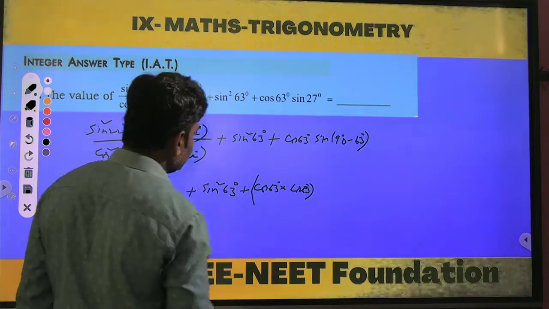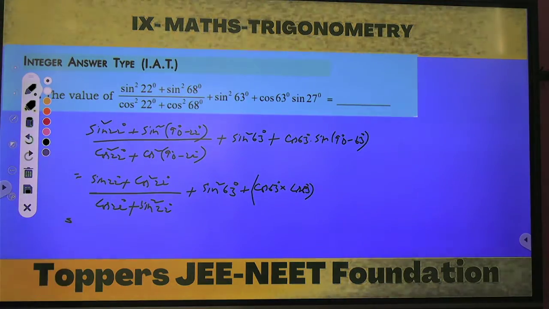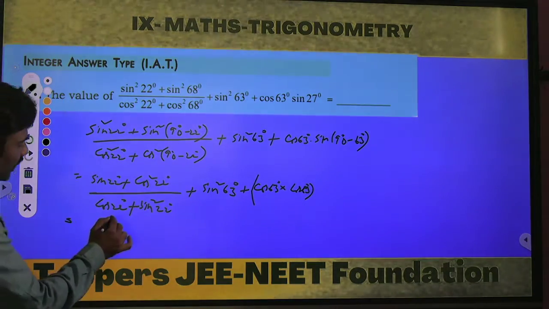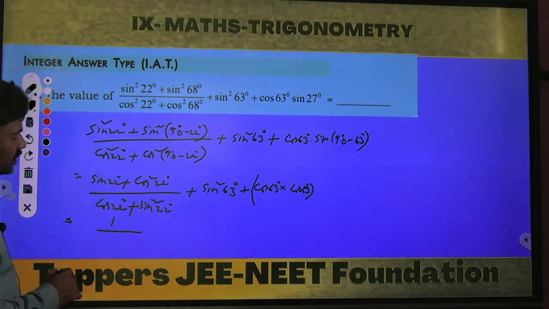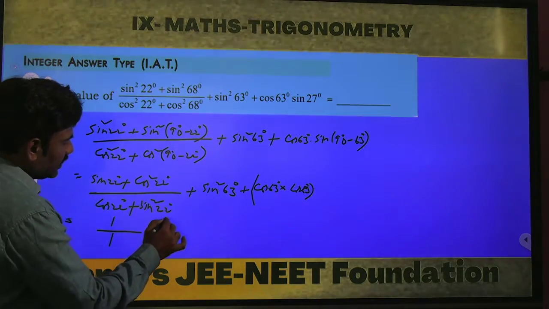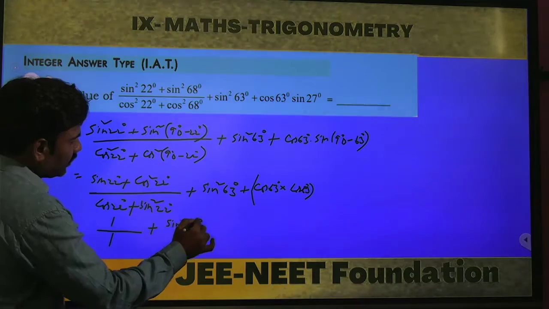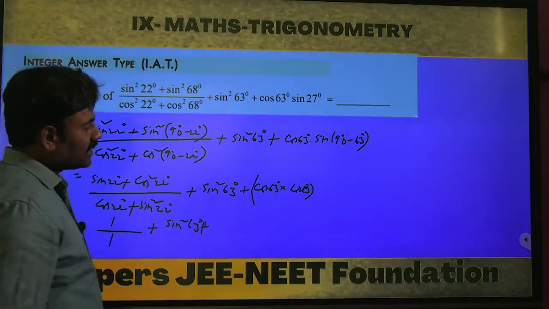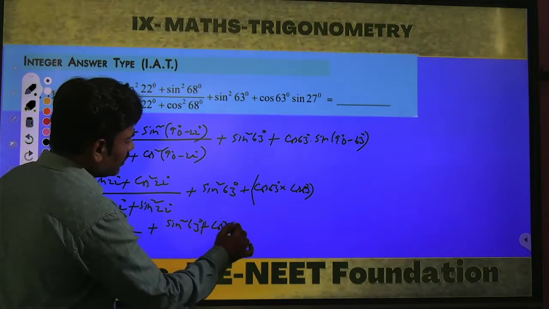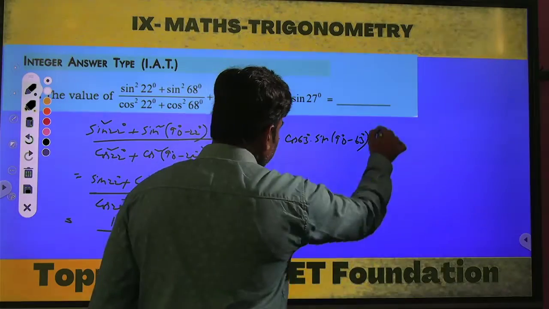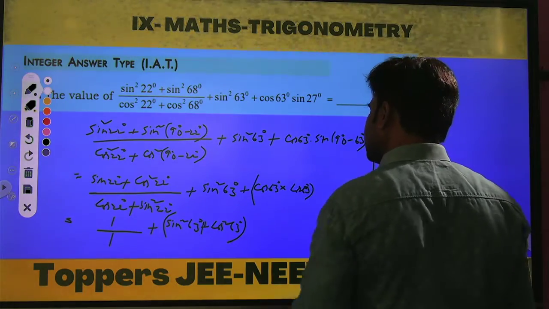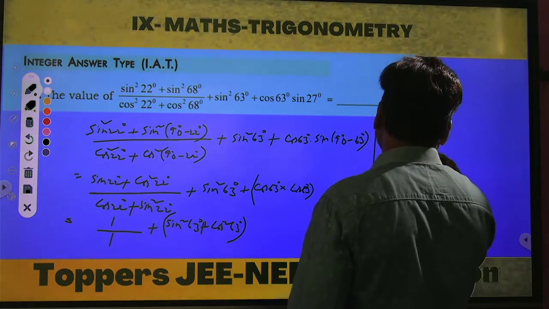Now numerator is in the form of sin square theta plus cos square theta. It gives the value 1, as well as denominator also cos square 22 degrees plus sin square 22 degrees is equal to 1. 1 by 1 plus sin square 63 degrees plus cos 63 degrees into cos 63 degrees, cos square 63 degrees. That is equal to 1 by 1 means 1, plus sin square 63 plus cos square 63 degrees means 1 again. 1 plus 1, 2.